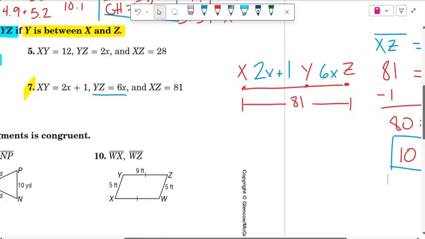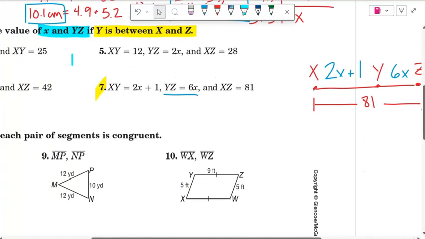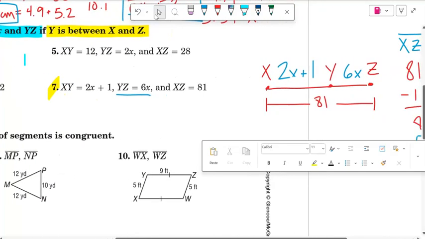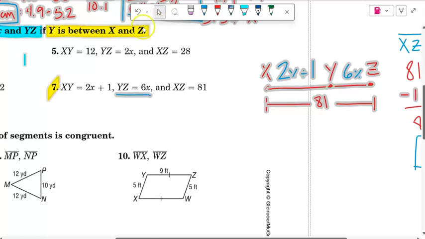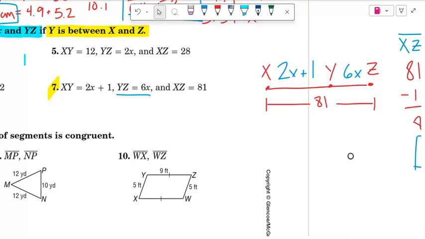Do we have any units, by the way, on this problem? No, so we're good. Part 1 is solve for x, and then part 2 says find YZ. So we've got to go back to the problem, whether we're going back here or to our drawing. Either way, we're good. We're going to plug in what we know for x into YZ. So x is 10, YZ equals 6x. So I get 6 times 10 equals 60.